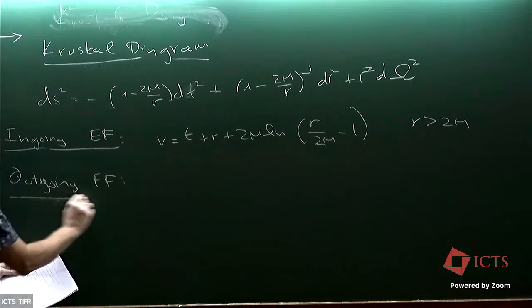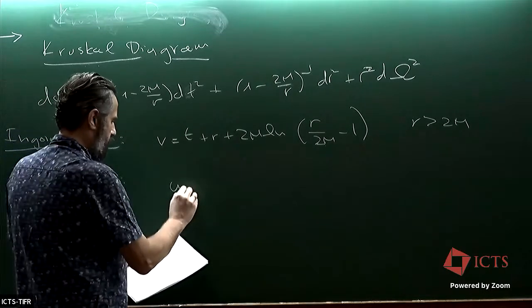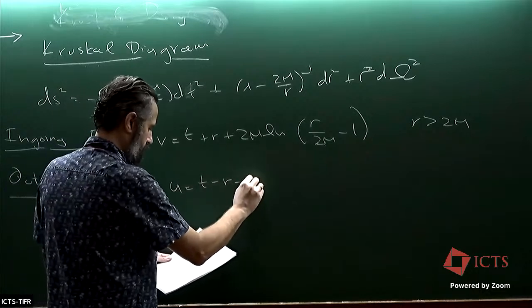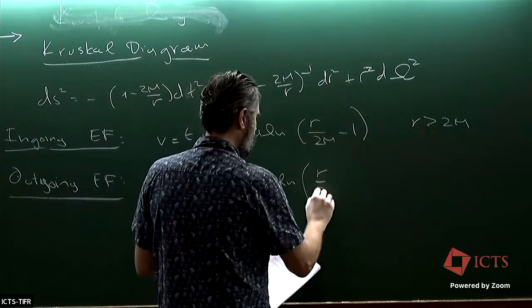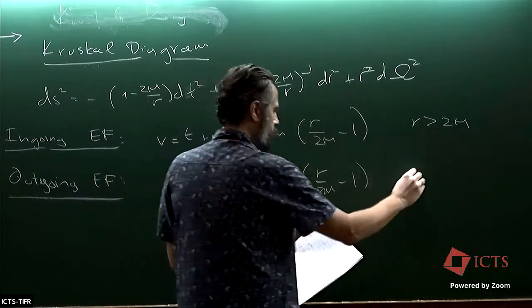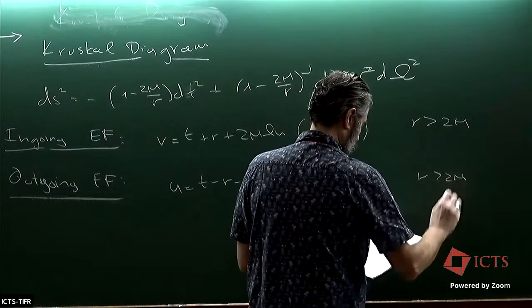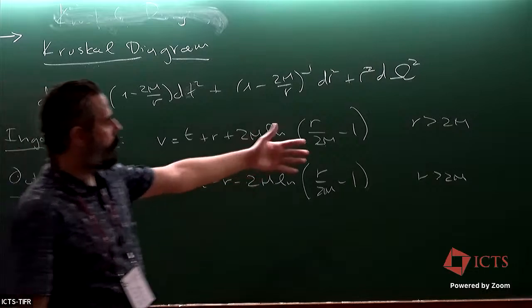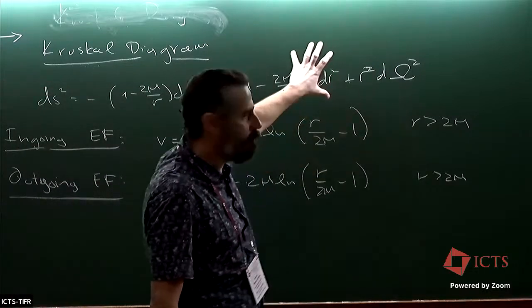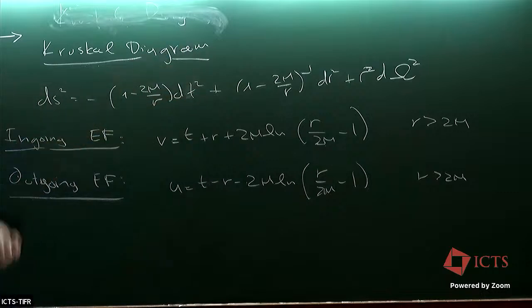And then there are also the outgoing Eddington-Finkelstein coordinates, u. So this is again another null coordinate. It corresponds to outgoing light rays. Again, we define these coordinates, of course, for r greater than 2m, for the regular part of the space-time.